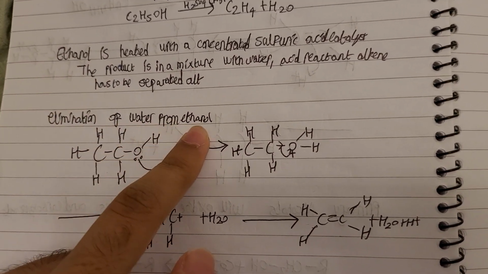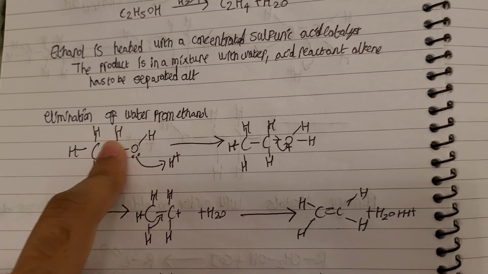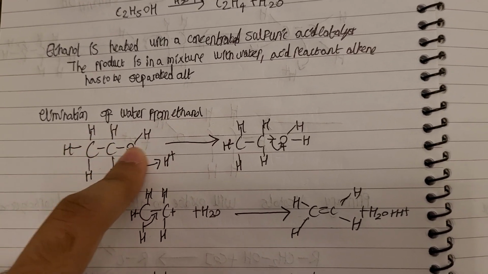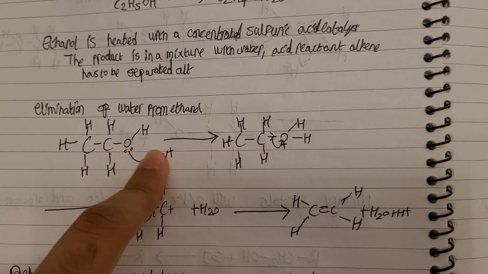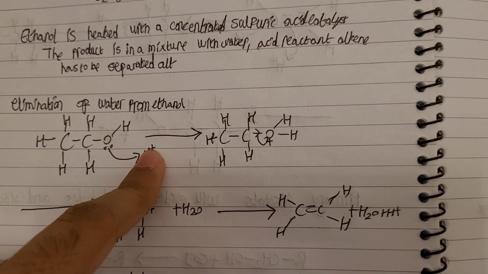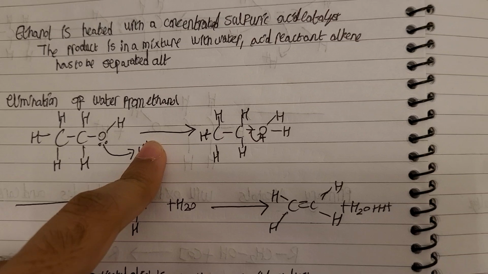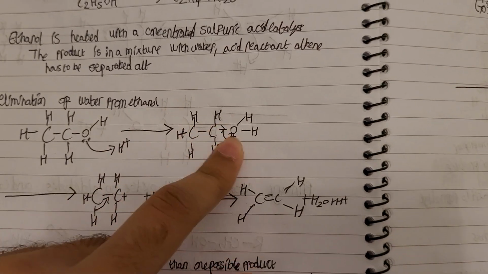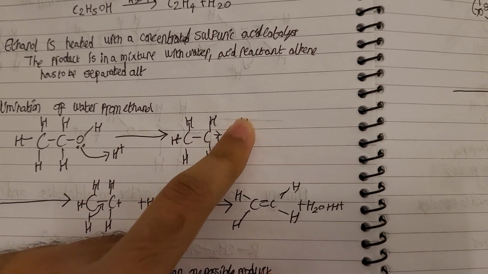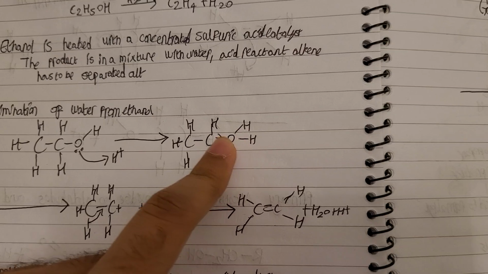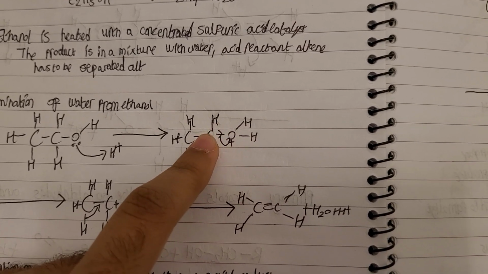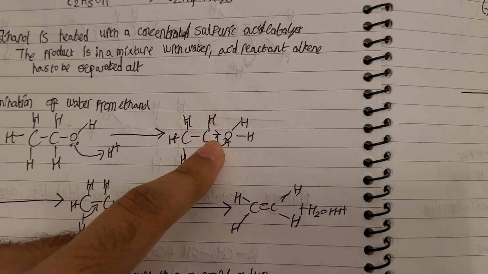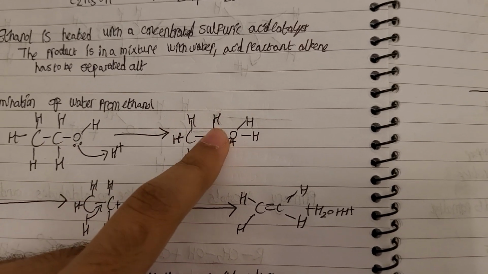Elimination of water from ethanol. Elimination reaction. So you can see here, ethanol, with a lone pair of electrons on oxygen, because we're heating with a concentrated sulfuric acid catalyst, bonds to an H+ from the acid catalyst. Now the oxygen is positive and it is bonded to two H, so H2O. And you can see this arrow here, and it's the idea that it's going to feed electrons towards a positive charge in alkyl groups.